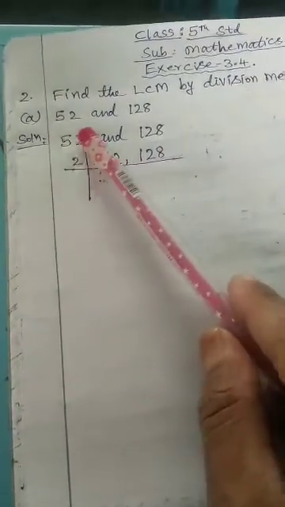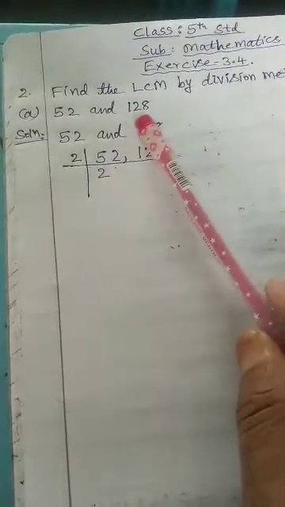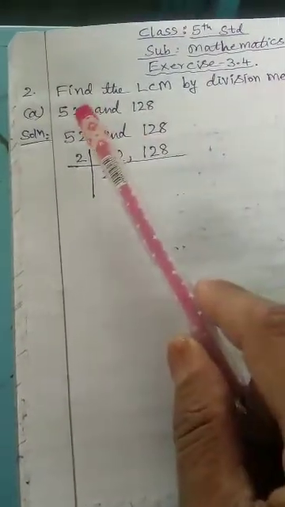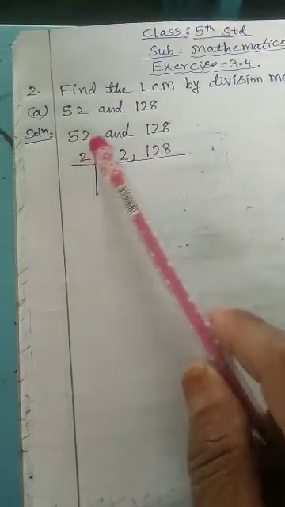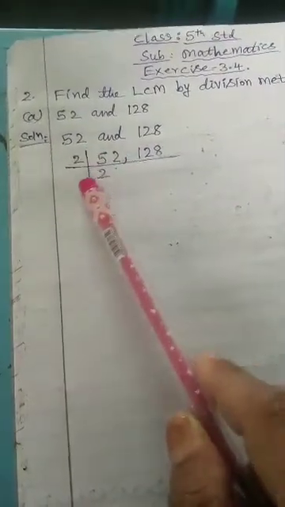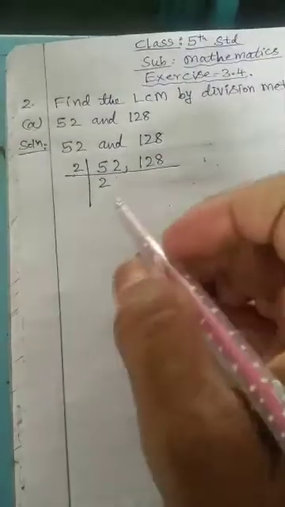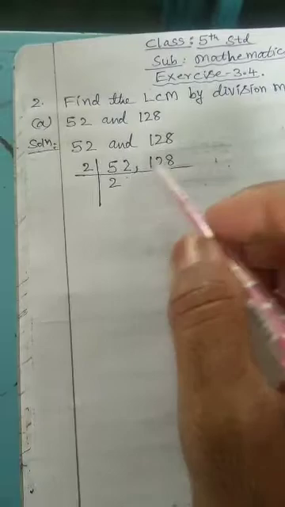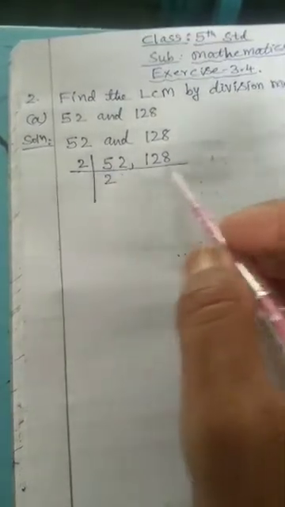So question A is 52 and 128. These are the two numbers given. You have to find the LCM of these two numbers. Solution: write the given numbers again. Factorization, this is how to divide. See, 52 and 128 are the two numbers given. You have to write like this and put a line like this.